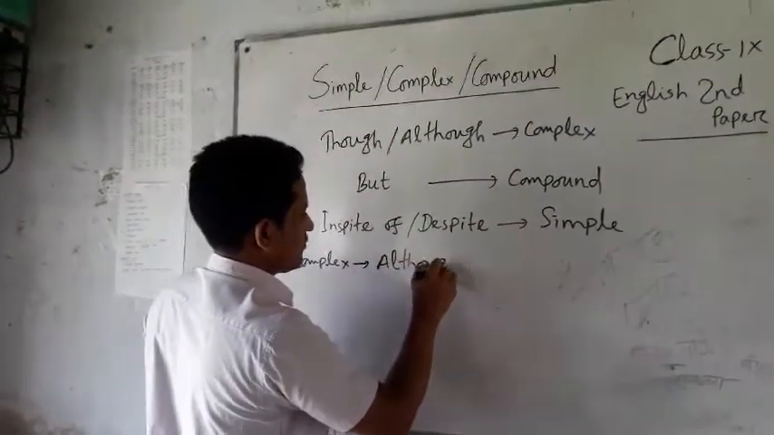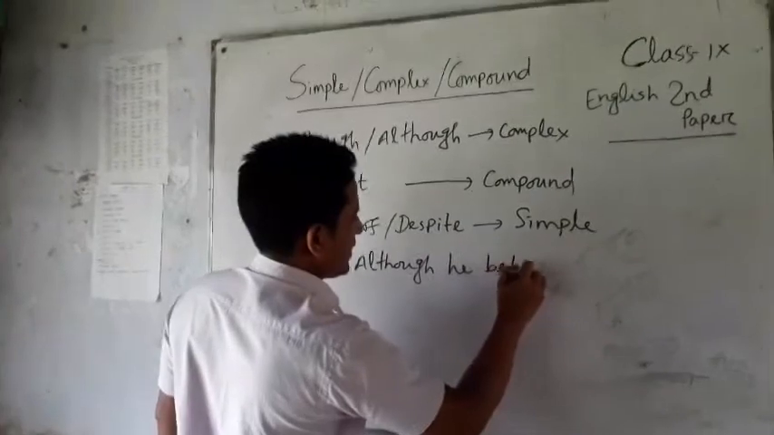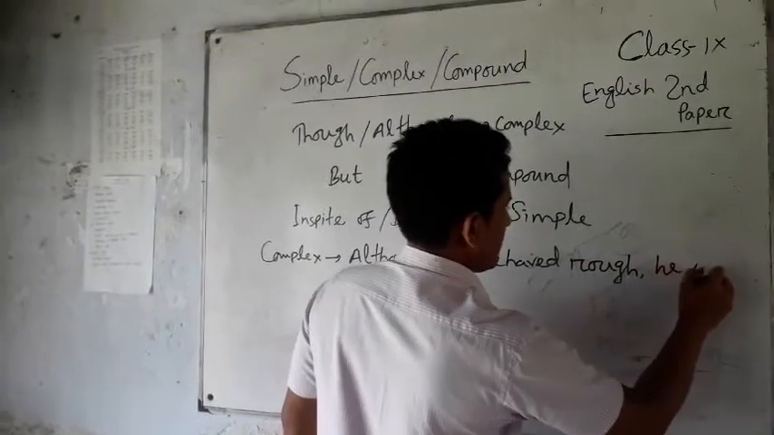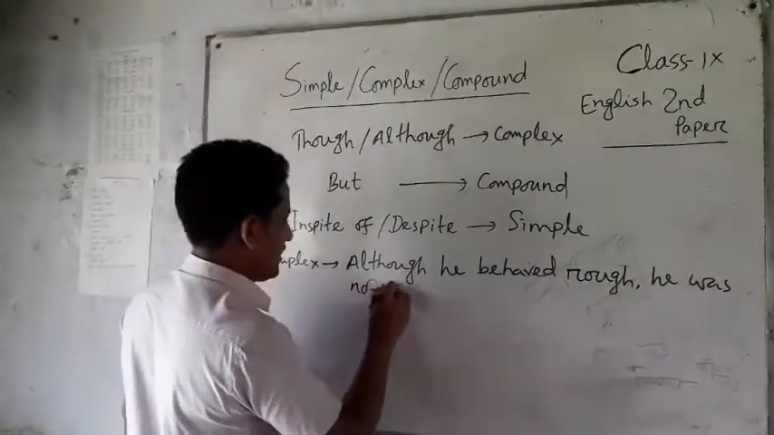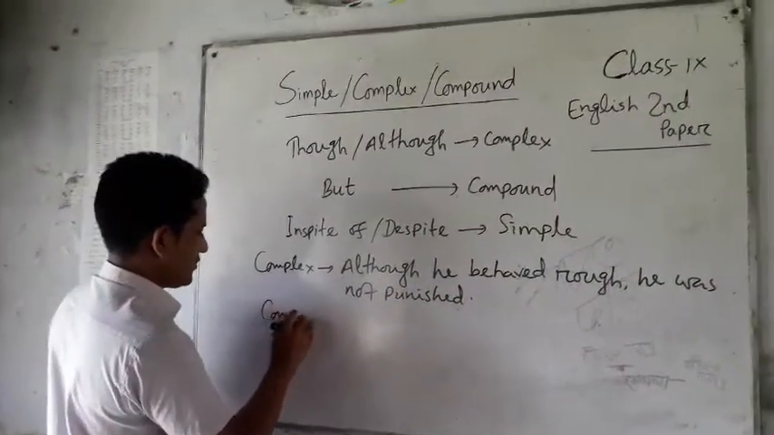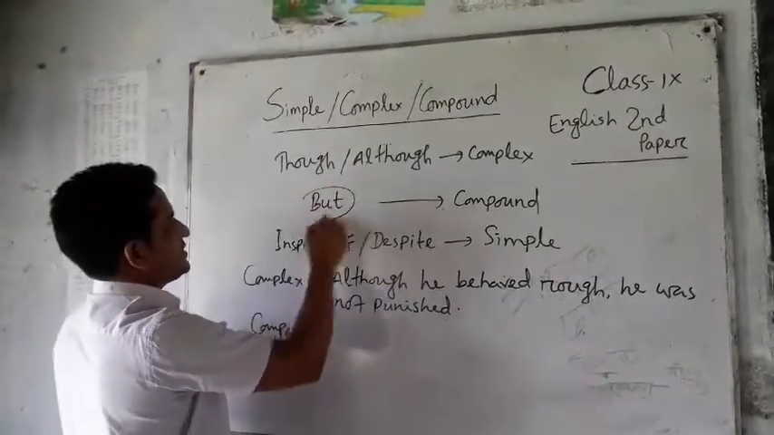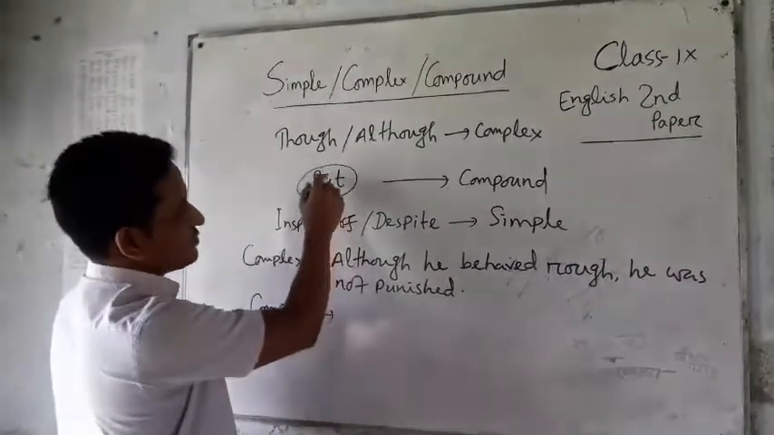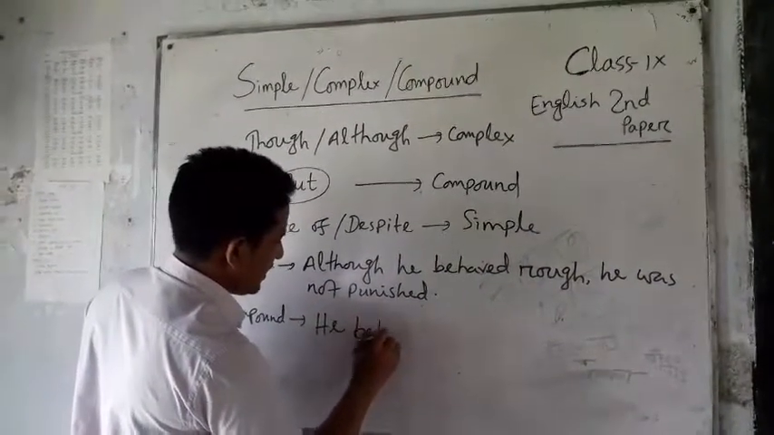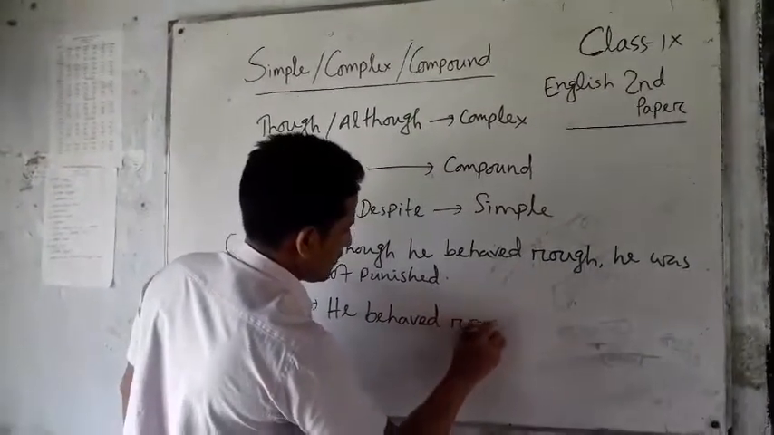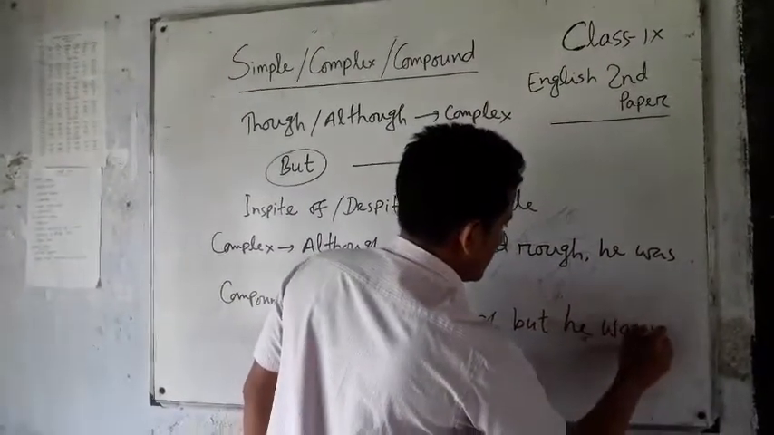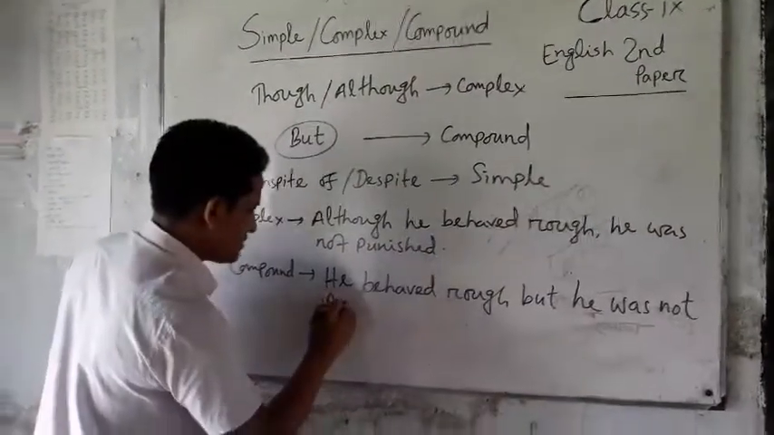Although he behaved rough, he was not punished. Compound sentence. As it is the conjunction of compound sentence, so always it is used at the middle of the sentence. So the answer will be: he behaved rough, but he was not punished.